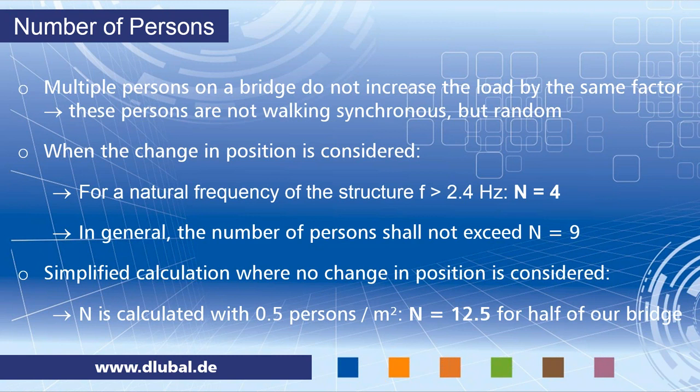When you do not consider the change in position, so when you simplify all the calculation, then you need to consider more persons. Then you should consider half a person per square meter, which would mean for our whole bridge that we have to consider 25 persons. But that's not realistic in our case, because our relevant mode shape, as we have just seen, is the second mode shape. So our critical load points are the quarter points, and that's why it's more realistic in our case to consider only half of the bridge. So in the case where no change in position is considered, I would assume 12.5 persons being on the bridge.